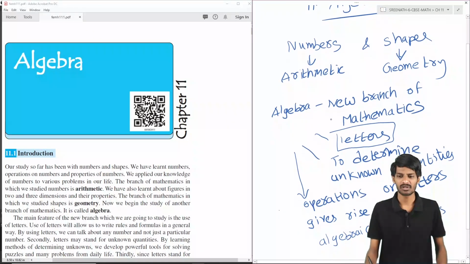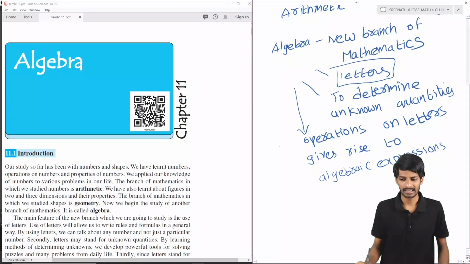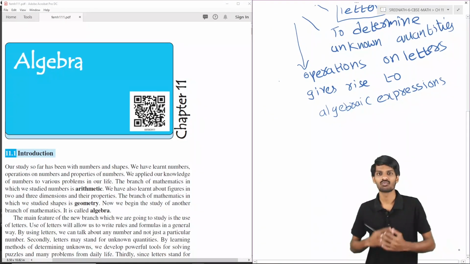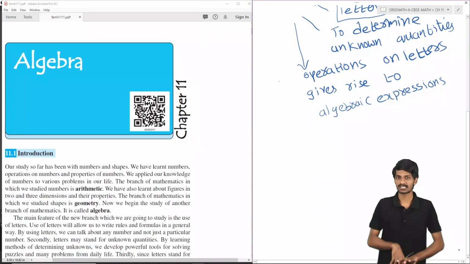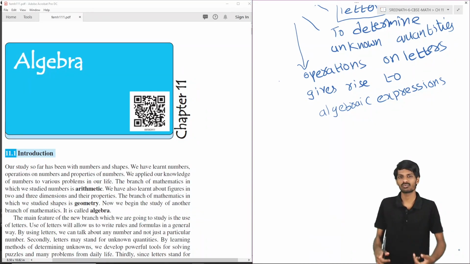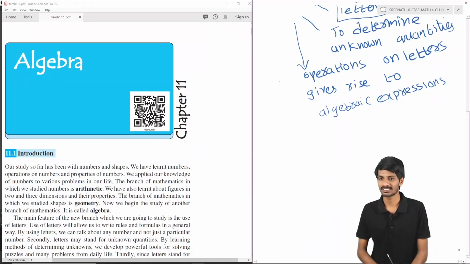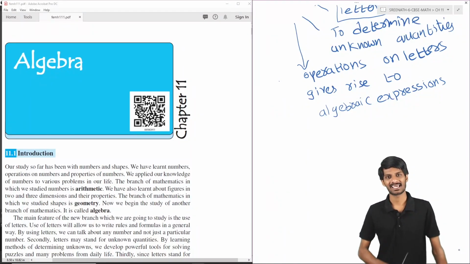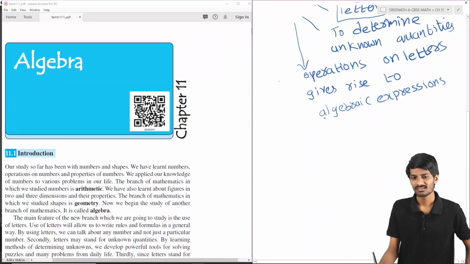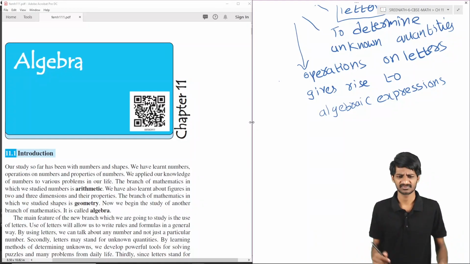So what is meant by algebra? Algebra is a new branch in mathematics. In that branch there are letters, and those letters represent numbers. We don't know those numbers' exact values. To find out those exact values, those unknown quantities, we use these letters. As the letters represent numbers, we can perform the normal operations on them, so that we get algebraic expressions. Finally you will get algebraic equations and the solution to them. That is the thing, students.